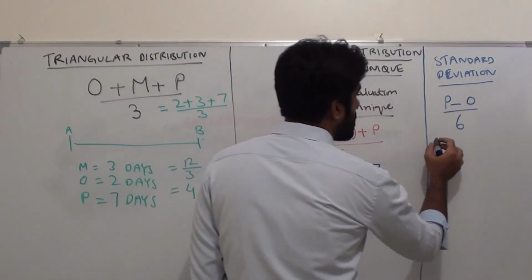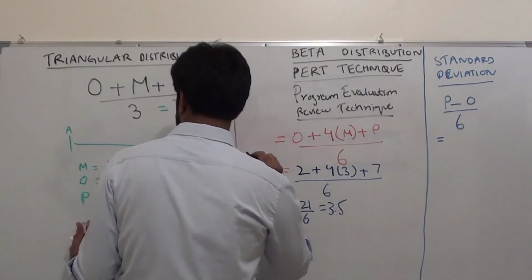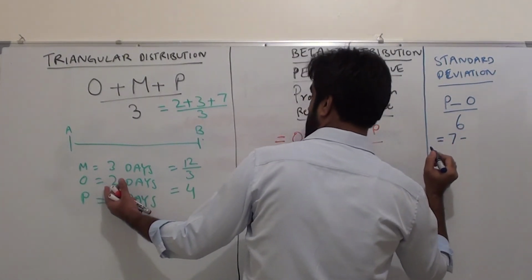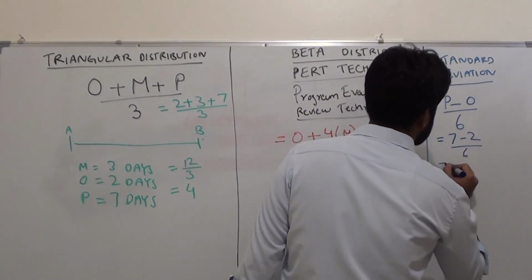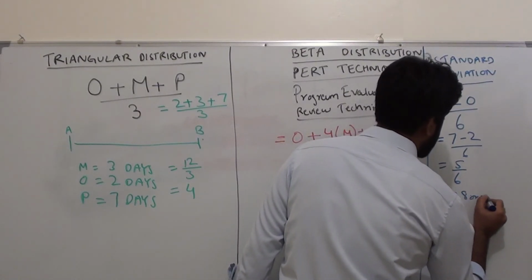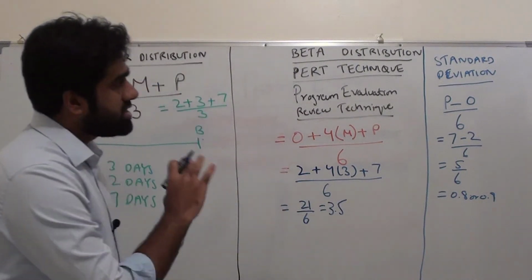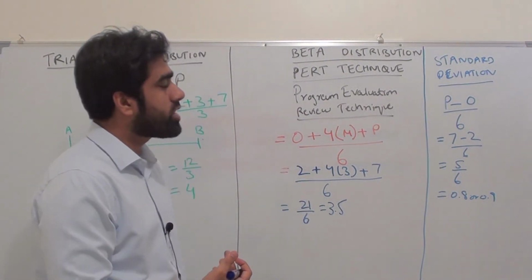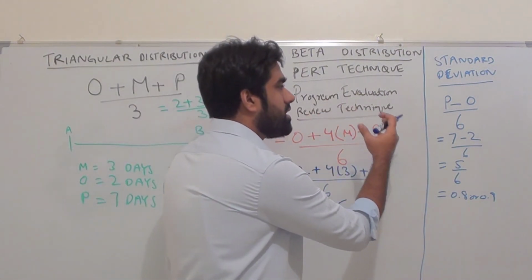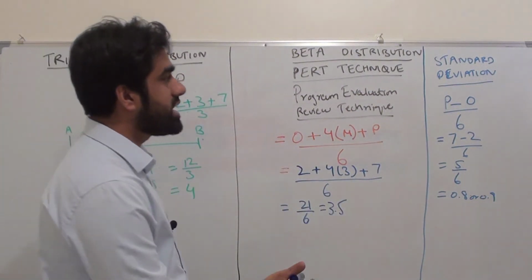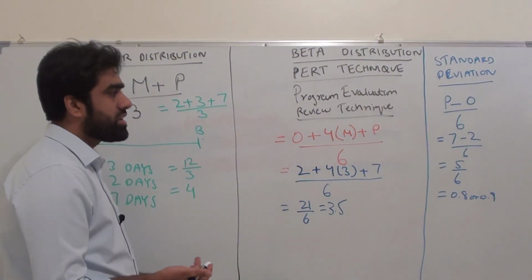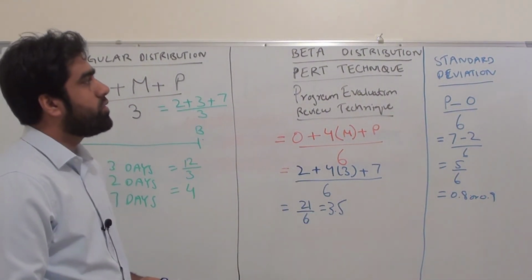Very straightforward formula. In this case it will be 7 minus 2, divided by 6. So this is 5 divided by 6, which is something near 0.8 or 0.9. So this is called standard deviation. They might ask you to calculate the standard deviation using 3-point estimation. Subtract optimistic from pessimistic and divide by 6, and you will get the standard deviation. This section is very easy with regard to mathematics. These are very straightforward formulas, but you just need to know which formula to use when.